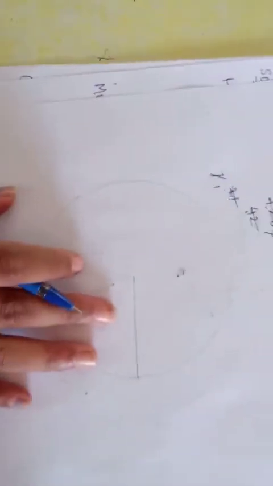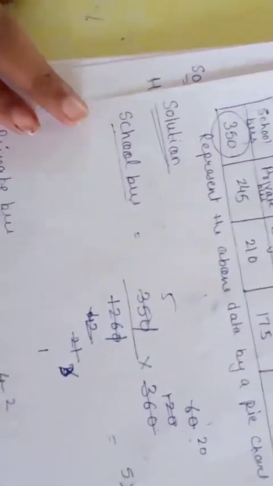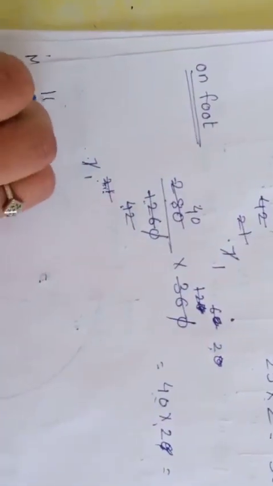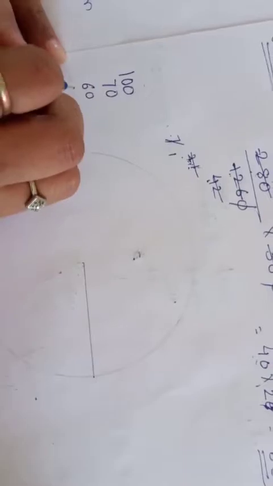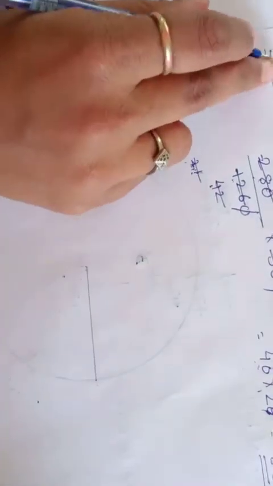Okay, now we will be writing all the values. So students by school bus, how many students? 100 students by school bus. Then by private bus 70. Then by bicycle 60. Then by rickshaw 50, and on foot we have 80. So now we will be putting this value into the pie chart.